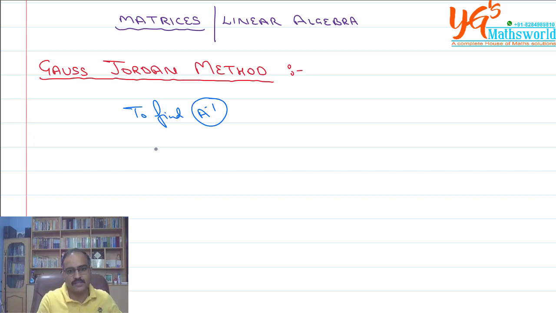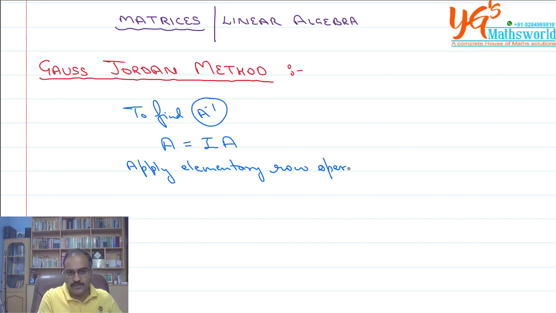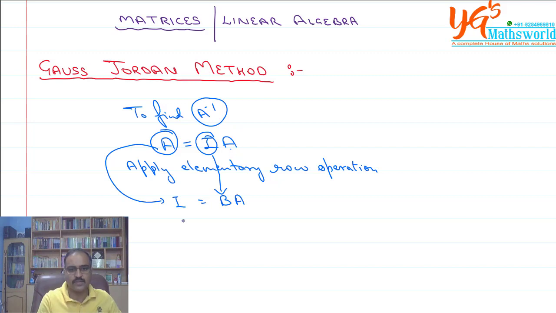So what we do in this matrix, let us suppose we are given A, we take it equivalent to identity matrix into A. Okay, now after this we apply elementary row operations. Applying elementary row operations, we reduce this matrix A into an identity matrix, and this identity matrix on the other side becomes a new matrix B. Okay, now what is this B? This B is itself the matrix A inverse.